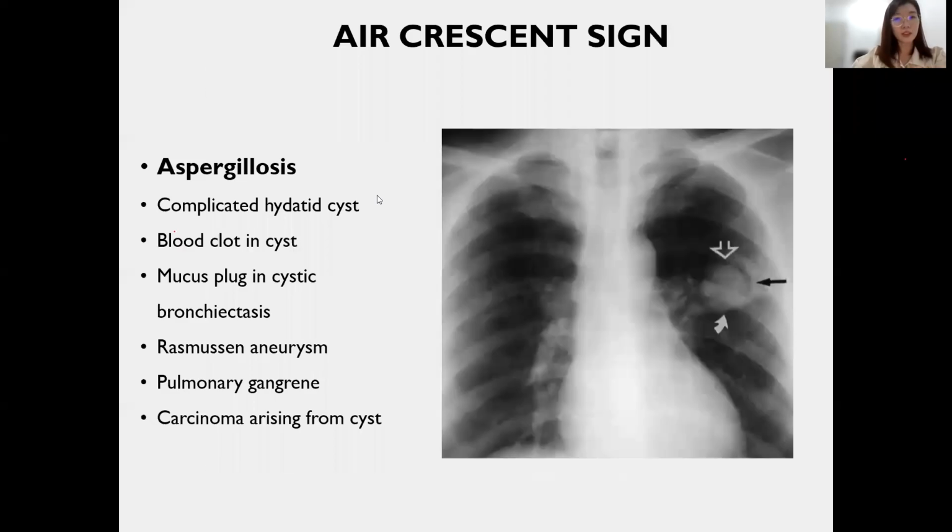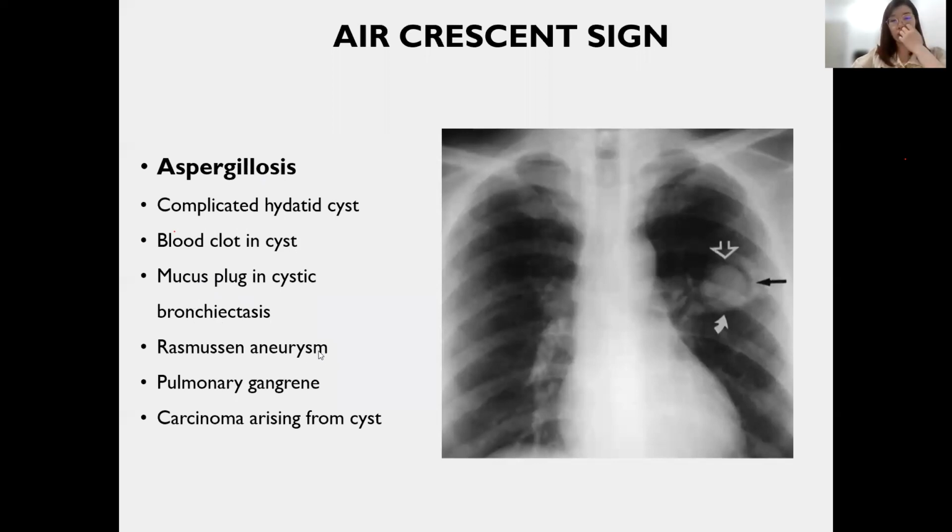Okay. Good. Next is an egg crescent sign. In a cavity, we will see some opacity within it, and like this one, a crescent shape lucency here. So it's called egg crescent sign. Always mycetoma first. Number one differential diagnosis, aspergillosis. Rare causes will be hydatid cyst, blood clot in a cyst, mucus plug in cystic bronchitis. This is very rarely we will encounter.